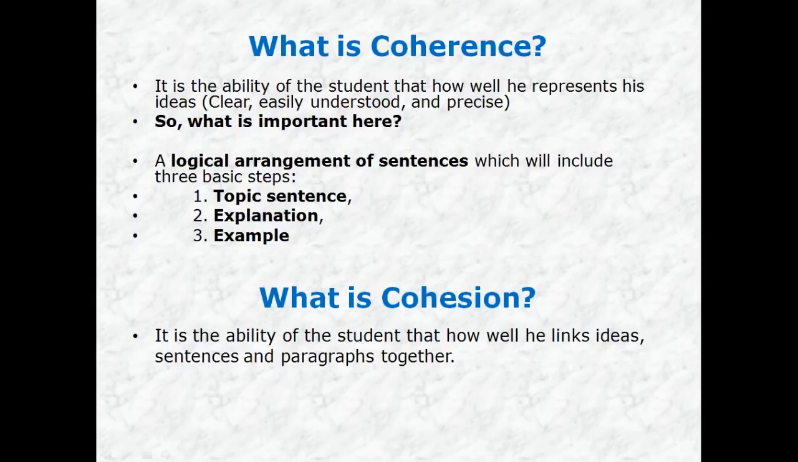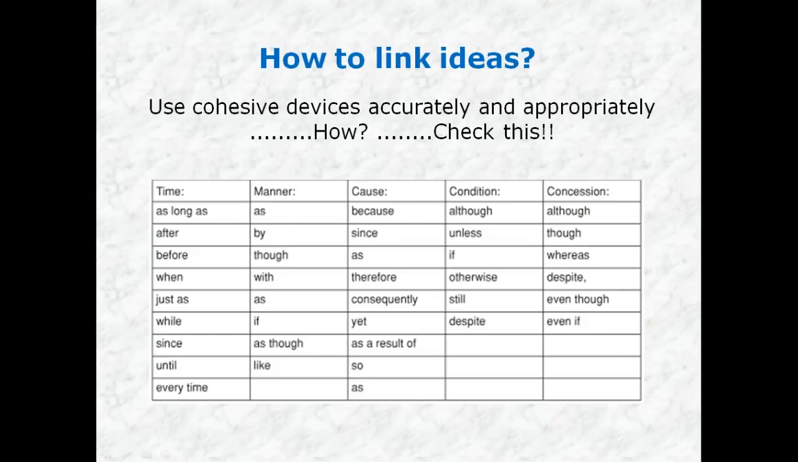Then comes cohesion. It is the ability of the student, how well he or she links the ideas, sentences, and paragraphs together. And what is the key to do this? The above three points: topic sentence, then explanation, then example, so that coherence will be there, so that cohesion is there.